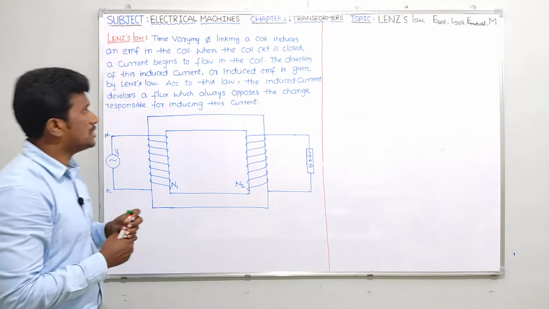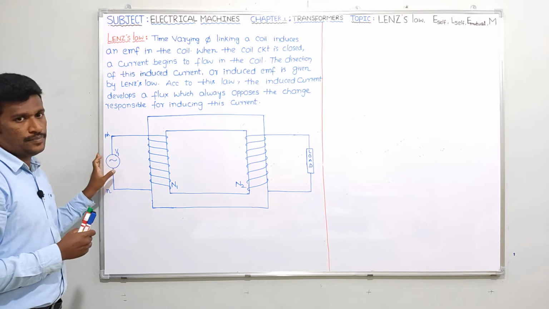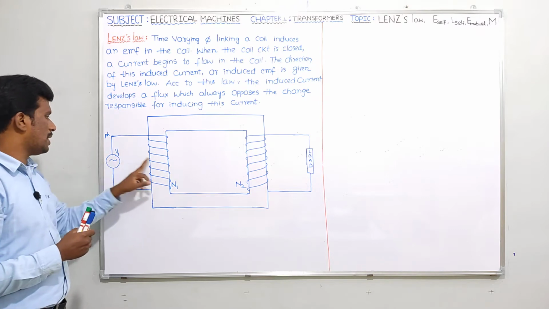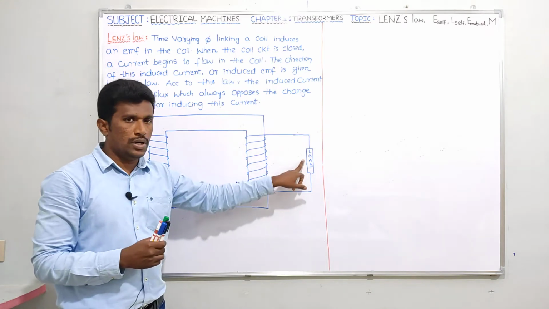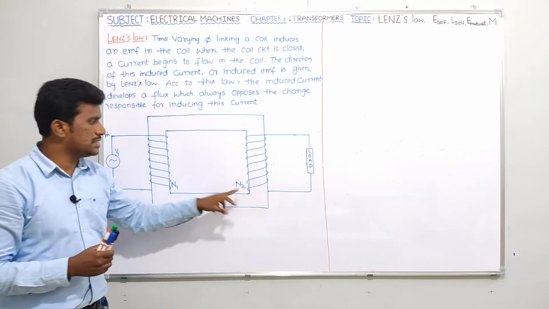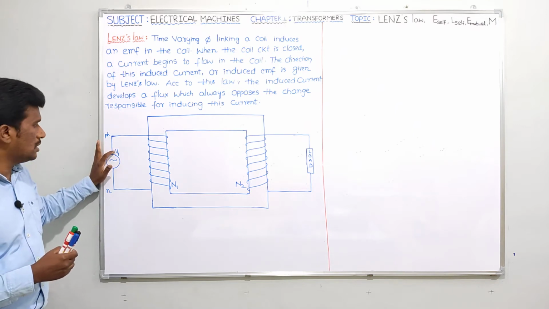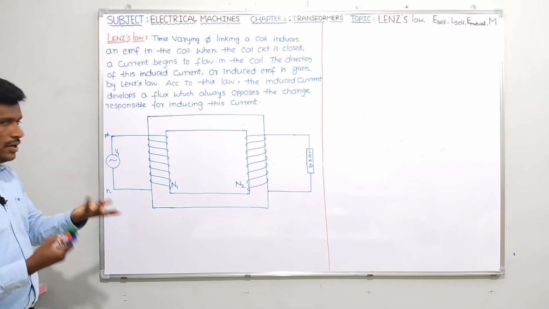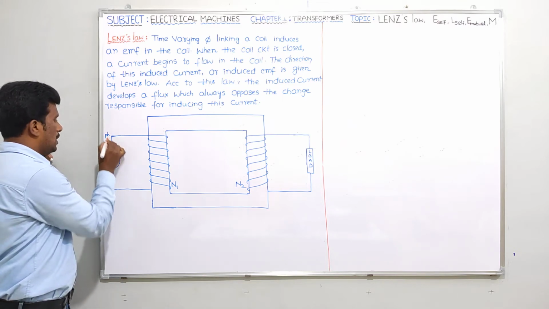Before explaining Lenz's law, please try to see this figure. This is the applied voltage source V1, and this one is the primary winding, because the winding which is connected to the source is called the primary winding, having number of turns N1. And this is the secondary winding, because it is connected to the load. The winding which is connected to the load is called the secondary winding, here having number of turns N2. Since it is a time variant voltage source, nothing but an AC voltage source, I can represent it like this, phase and neutral. For your understanding, if you want, you can take phase as plus and neutral as minus.